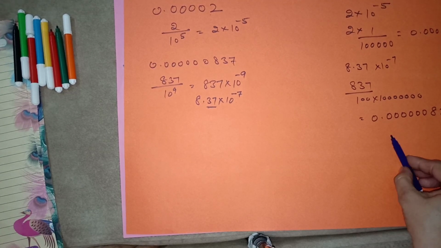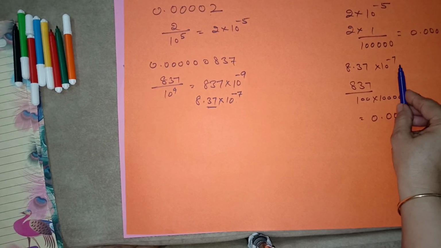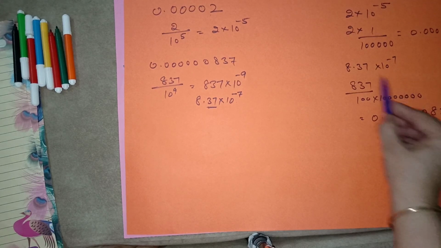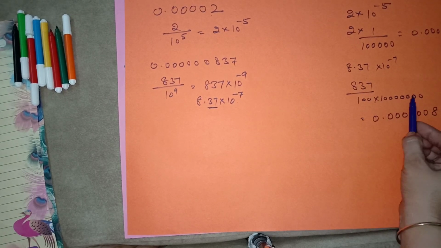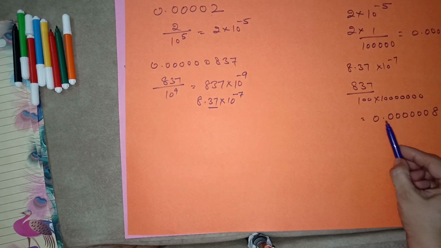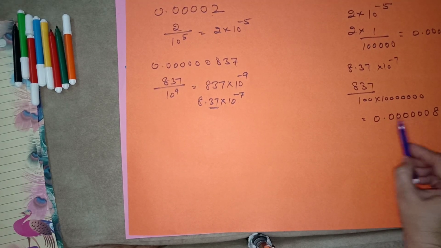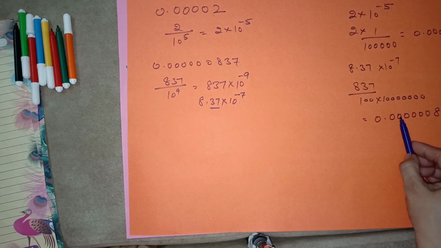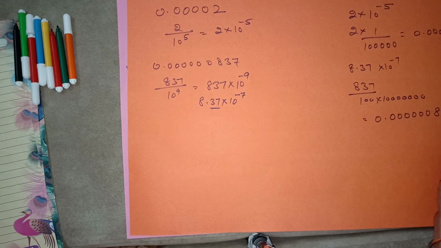How to write in the standard form? 10 is to power minus 7, right? Then minus 7 means 7 zeros are there down and 2 zeros are from here. 7 plus 2, 9. Then after decimal 9 digits should be there. 1 2 3 4 5 6 7 8 9.